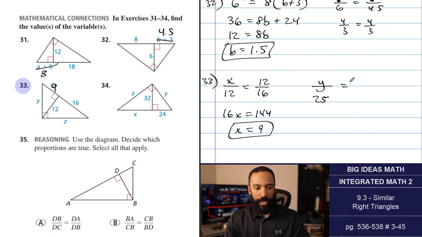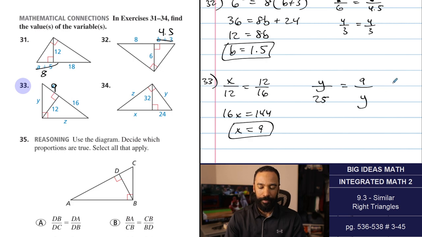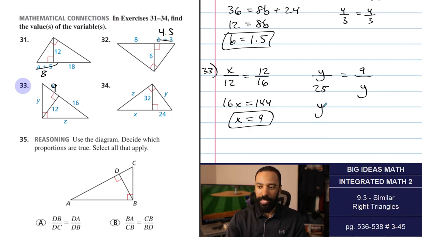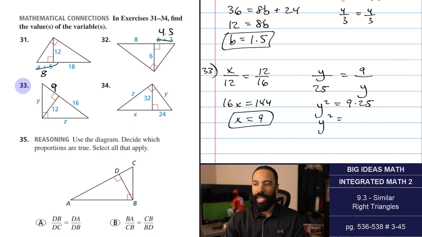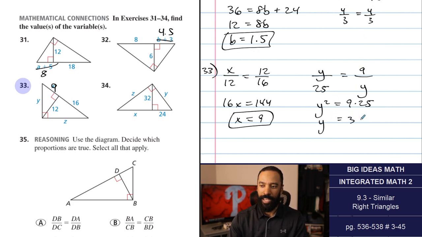In the small triangle, we also have the short leg that is 9, because Y is also the short leg in the big. If we cross multiply here, we'll get Y squared is 9 times 25. Something which I'm sure you could have worked out there. Without actually multiplying it, let's take the square root now. Square root of 9 is 3, square root of 25 is 5, and 3 times 5 is 15.